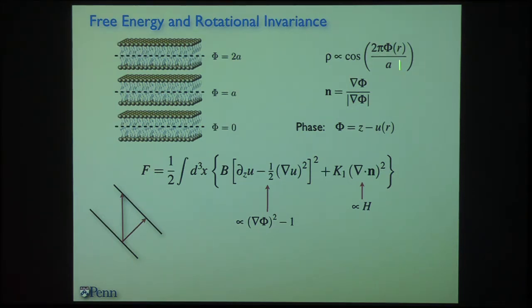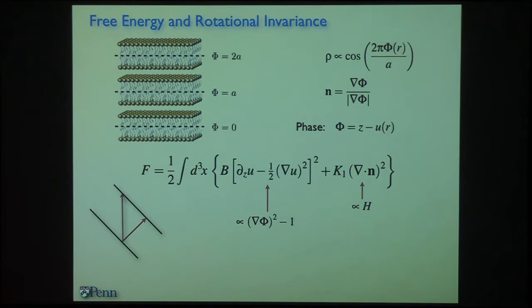The other thing is I can then say there's a density wave, which is proportional to cosine of that phi. So the layers sit at the peaks. I can write down the normal to the surfaces. Right, remember, grad phi is perpendicular to the equipotential, the electric field, the perpendicular potentials. This is the unit normal. And I can write down some energy.